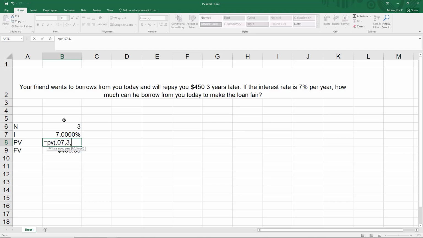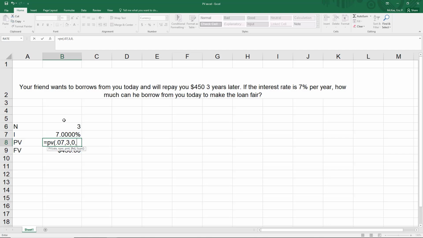And then payment. Payment doesn't exist here. Payment stands for regular payments that our friend would be making during the life of this loan, but he's not doing that. He's not making any interest payments. He's only repaying us once at the end. So payment is going to be 0.